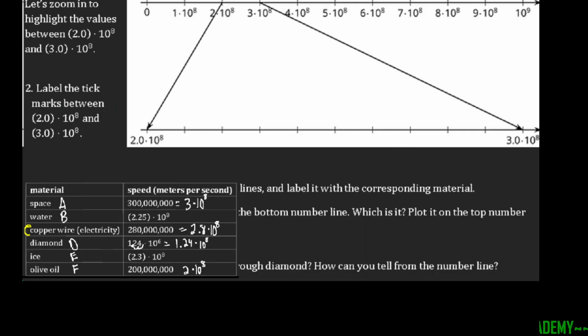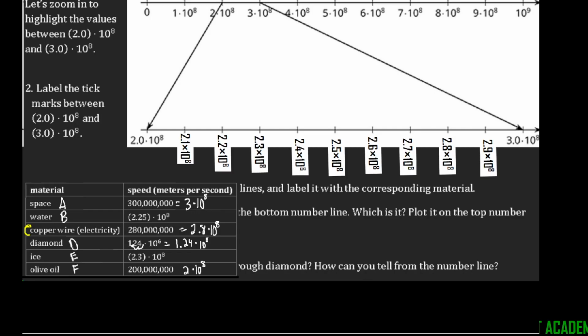It says, let's zoom in to highlight the values between 2 times 10 to the 8th power and 3 times 10 to the 8th. So in between these two dash marks is where we're looking, and now they expanded out, and now we can label these as follows. So what you can do is like this. You can either write it horizontally or you can write it vertically. Either way works.